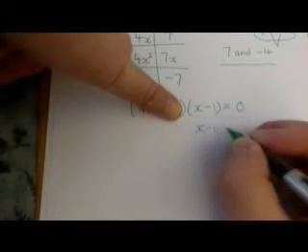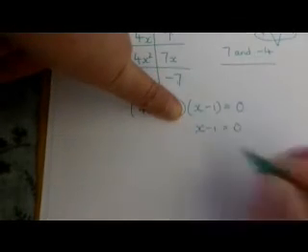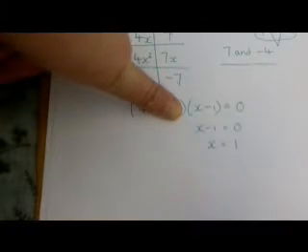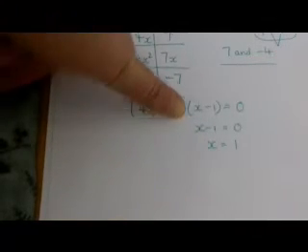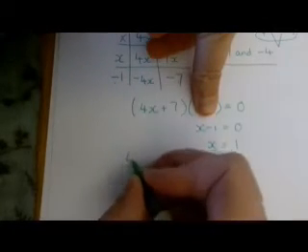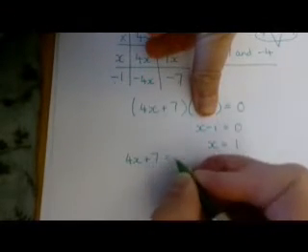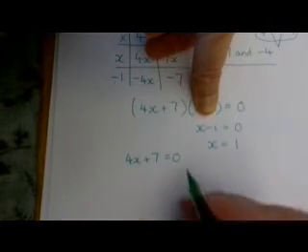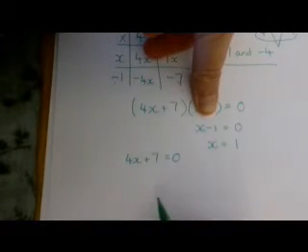Let's cover up the first one first. So we want x minus 1 to equal 0. So our first solution must be that x equals 1. Our second one is a little more tricky. This time we've got 4x plus 7 equals 0. So this equation needs to be solved for x.